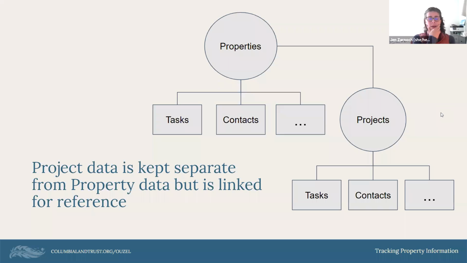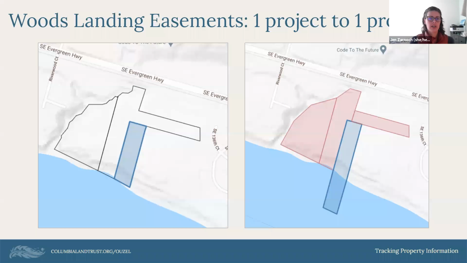So this is the project data. The acquisition project is all kept separate, but it's linked. You could imagine that if this was a one-to-many, there would be multiple of these little guys coming off of the project bubble, or it could be a portion of it, meaning this project could link to multiple properties. In this example, I'm talking about acquisition projects. This is true for other types of projects too.